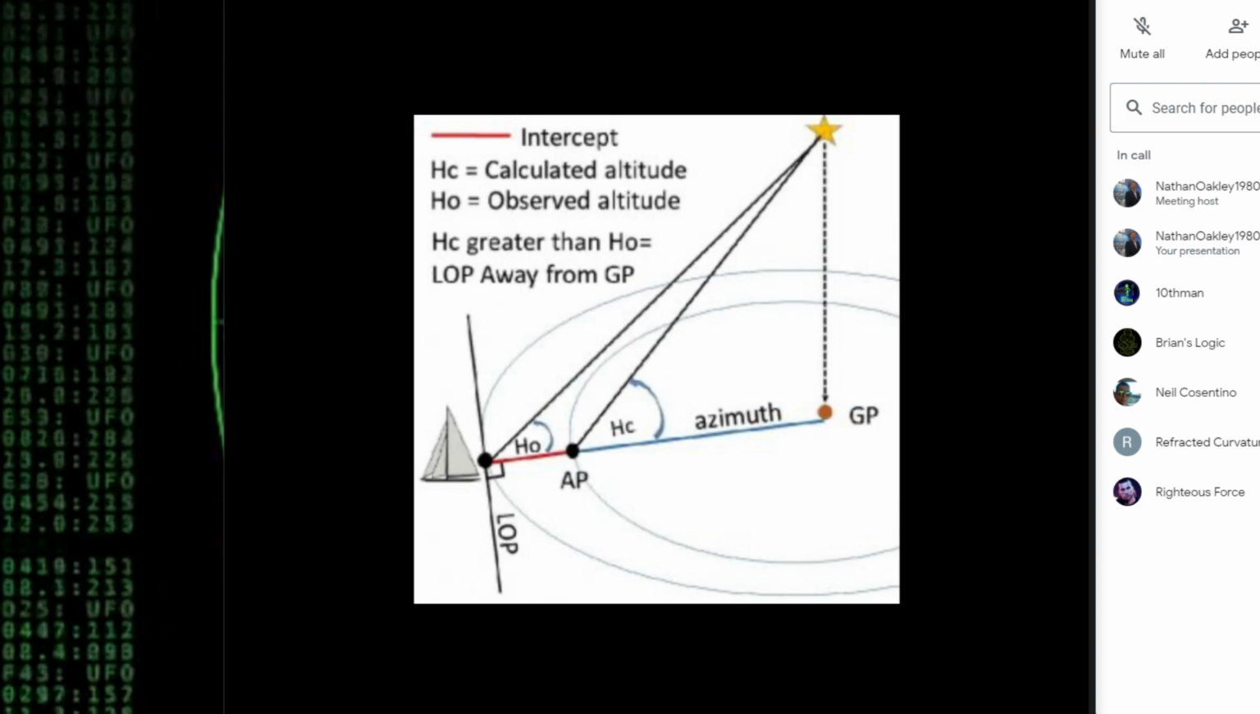I'll put up that other picture, Nathan, to show how they take this and use it on their globe. I'll be right back.